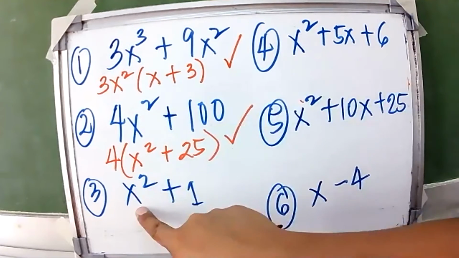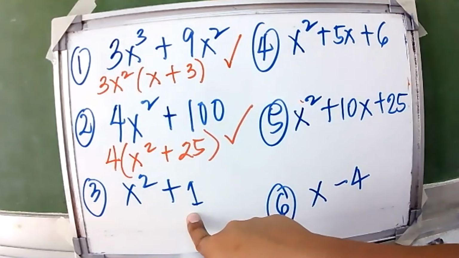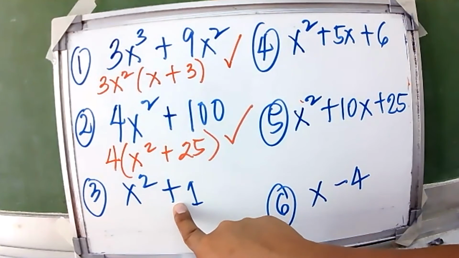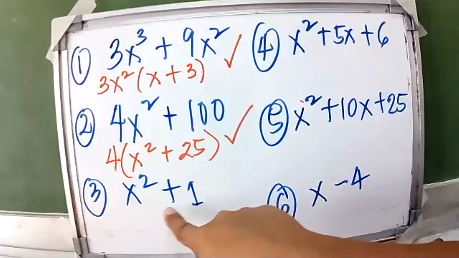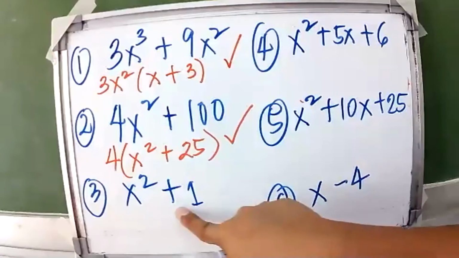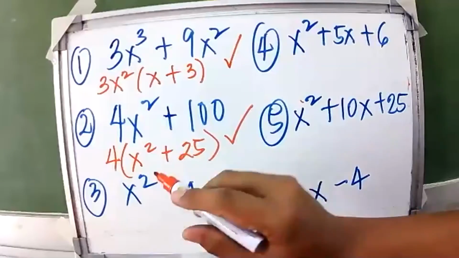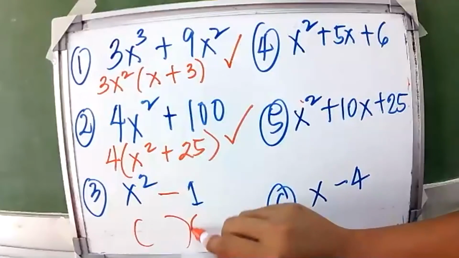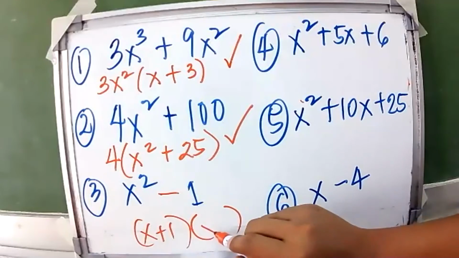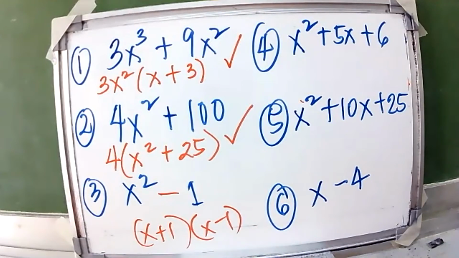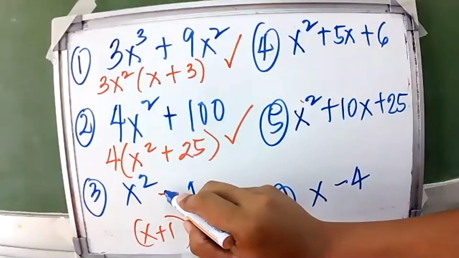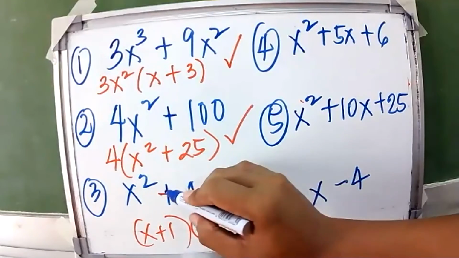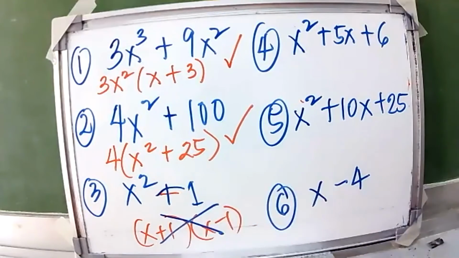Ito na. x squared is a perfect square and 1 is a perfect square. However, the sign is addition. Factorable or not? It's not anymore factorable. There's no other common factor. Hindi na siya factorable. Kung minus yan, pwede pa. You can factor this into x plus 1 and x minus 1. However, it's not minus, it's plus.